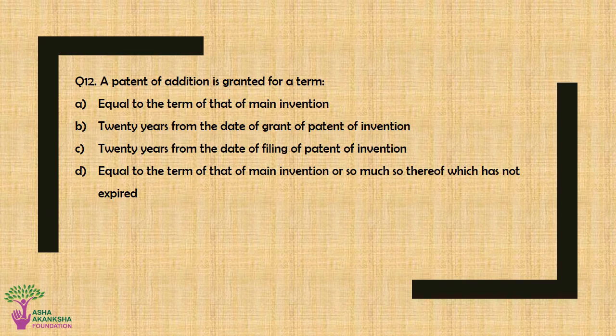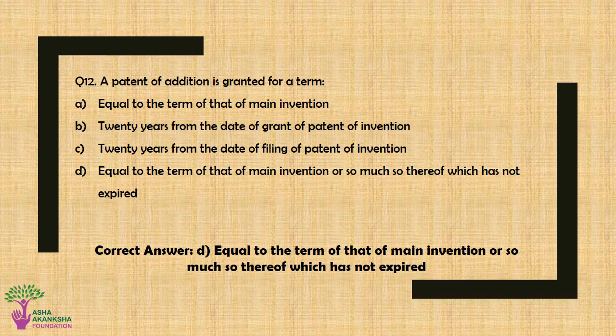Question number 12. A patent of addition is granted for a term of Option A, equal to the term of that of a main invention. Option B, 20 years from the date of grant of the patent. Option C, 20 years from the date of filing of patent. Or Option D, equal to the term of that of main invention, or so much so thereof which has not expired. The correct answer for this question is Option D, equal to the term of that of main invention, or so much so thereof which has not expired.